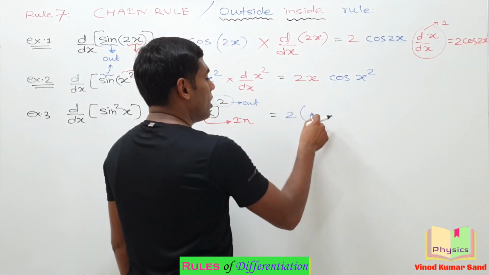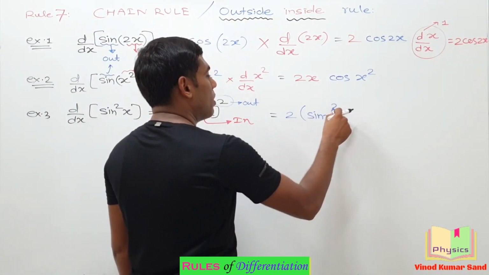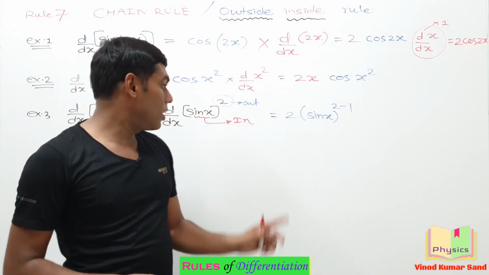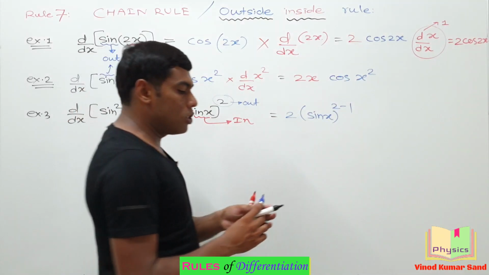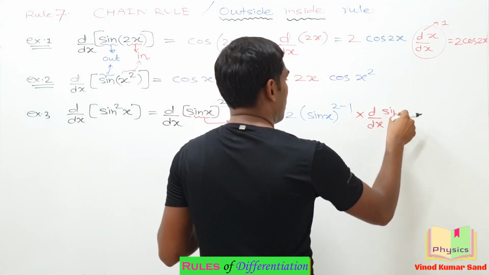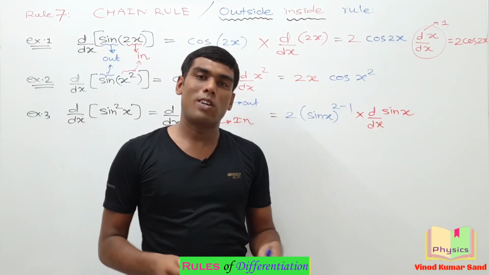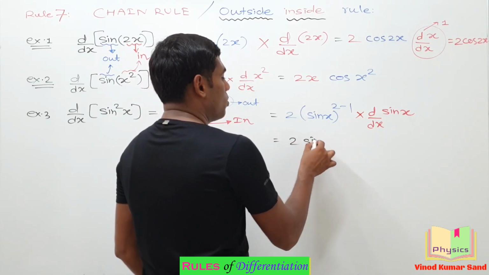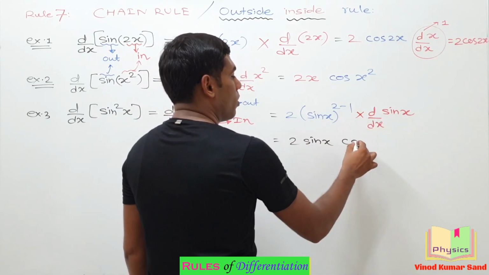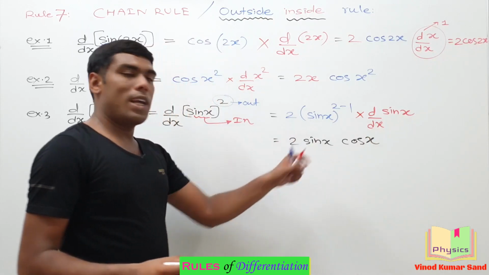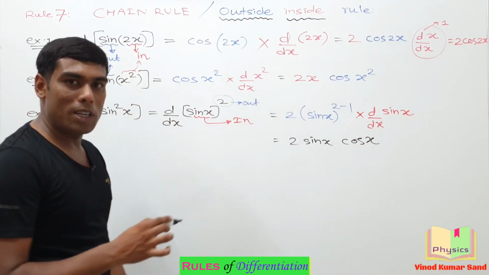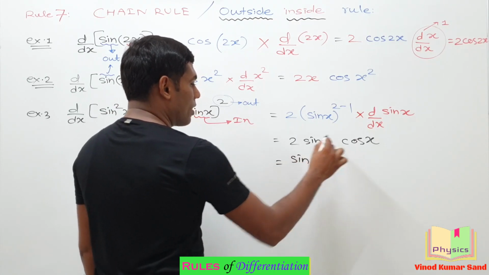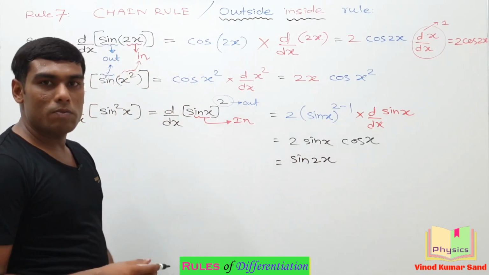2 and then sine x power 2 minus 1, n something to power n minus 1, into, you need to differentiate inside function. Differentiation of sine x is what? Cos x. So simplifying it further, 2 sine x and this will become cos x. 2 sine x cos x. From trigonometry, what is that? Sine 2x. That should be your answer.